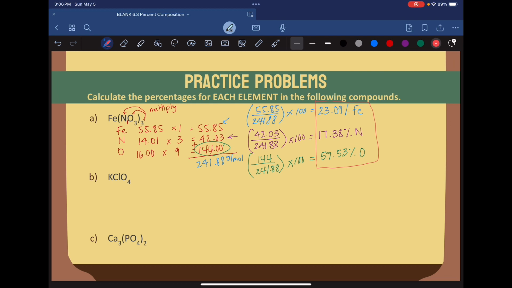If you add them all up, they should equal 100 or close to 100. If I add these up, they will equal exactly 100. Awesome. Let's check this next problem.